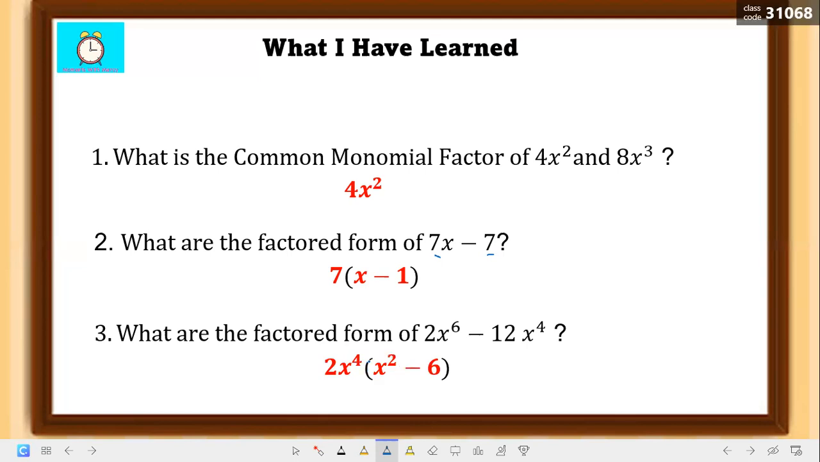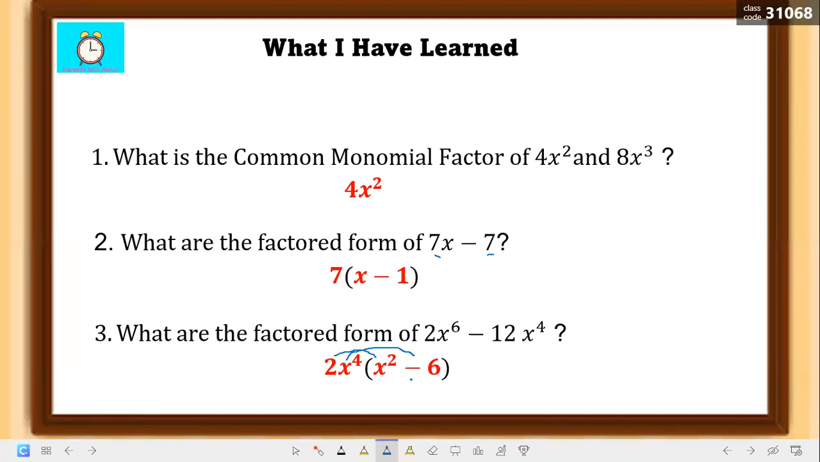Okay, always remember, tignan niyo yung exponent. Kasi pag hindi bumalik yung exponent, hindi na tama yung factored form. Kasi pag chinek mo yan, 2 times x, 2x raised to 4 times x squared. Okay, remember that. Copy the base and add the exponent kasi 4 plus 2, 6 yun. Same with this, 2 times negative 6, negative 12. Tapos copy mo na lang yung x raised to 4. Hindi mo naman pwede i-add kasi wala siyang same variable.